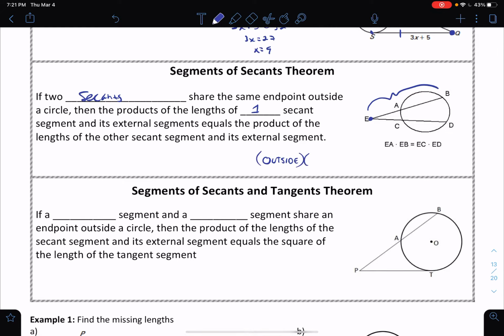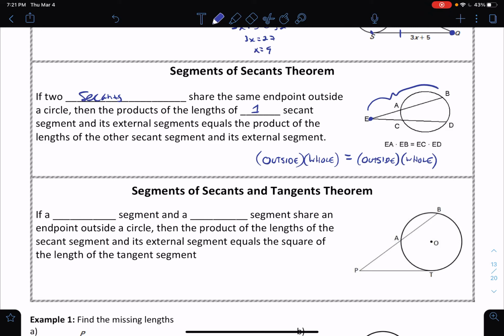So that is basically saying the outside times the whole equals the outside times the whole. That is the relationship if I'm dealing with segments outside the circle, two secants. Outside times whole equals outside times whole.